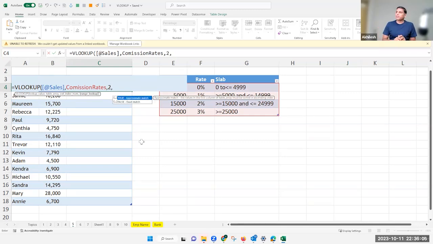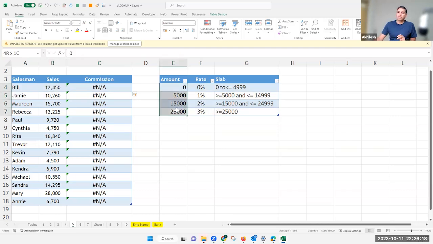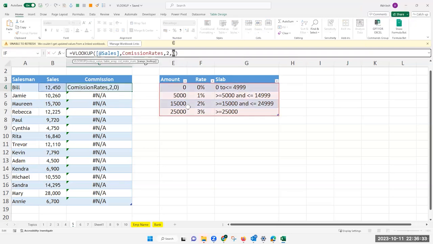Comma, what kind of match? 0, and press enter. Now, when I press 0, what happens? It is looking for 12,450, which is not there in this list. So you said exactly find me, and I am not able to find it exactly. I generally say that never use exact match, but only in this kind of situation, I am saying, please use the one which is approximate match.